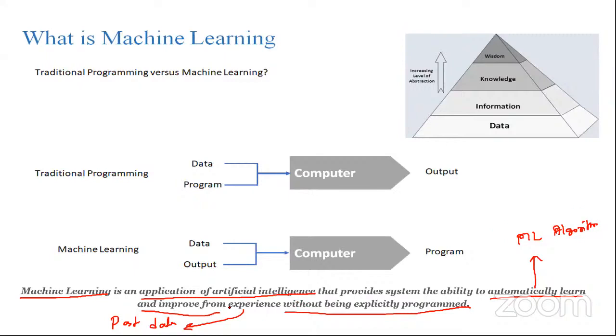Okay, so let's summarize. The simplest definition: machine learning is where we try to enable machines with human level intelligence, right? And the formal definition is that machine learning is an application of artificial intelligence that provides a system the ability to automatically learn and improve from experience without being explicitly programmed. Am I clear till this point, guys? A quick yes or no?